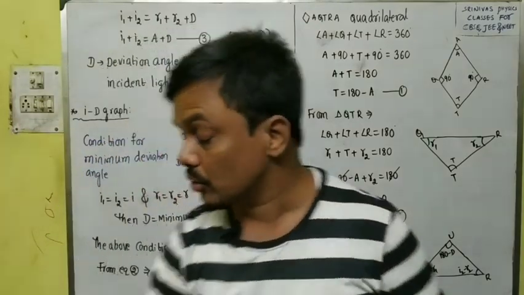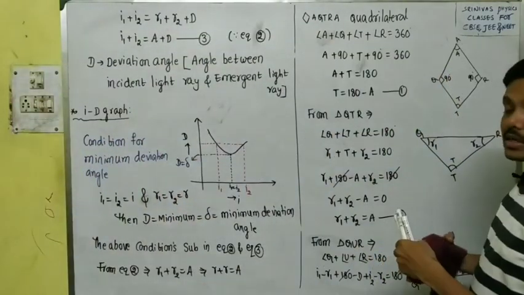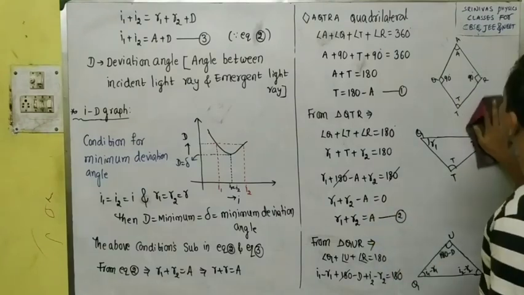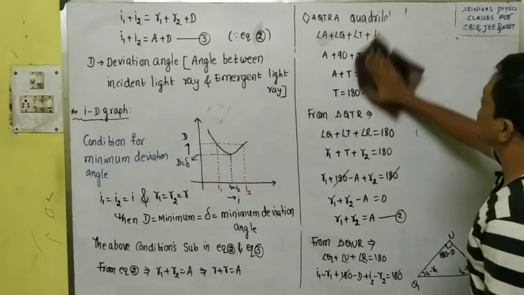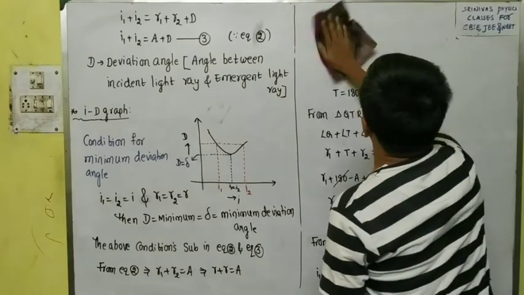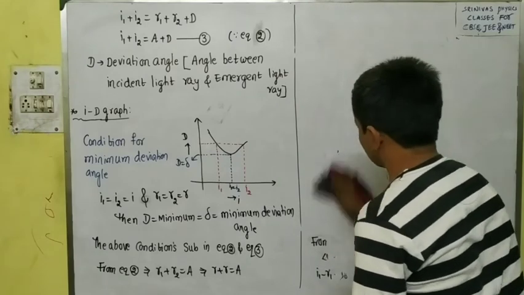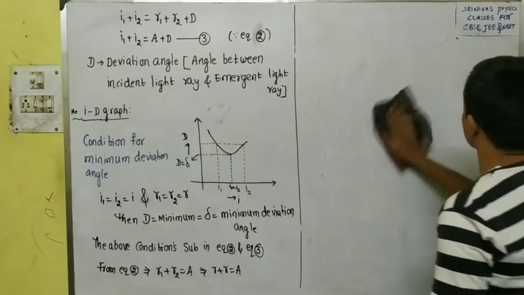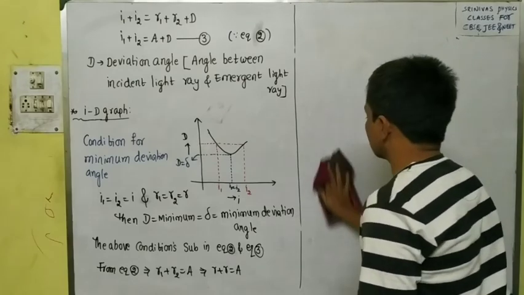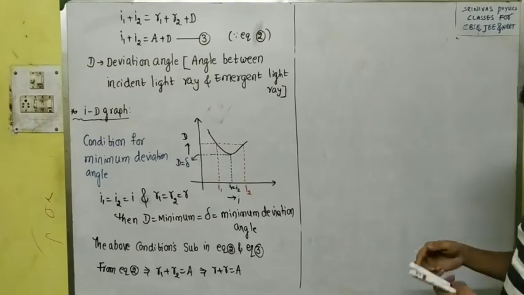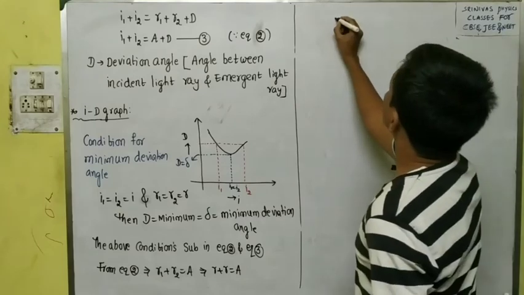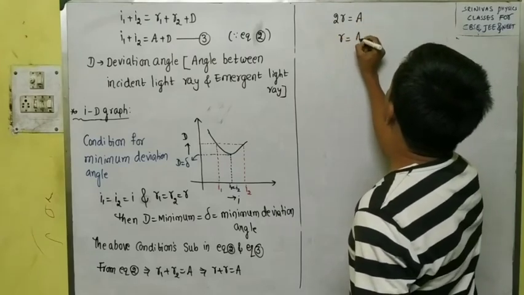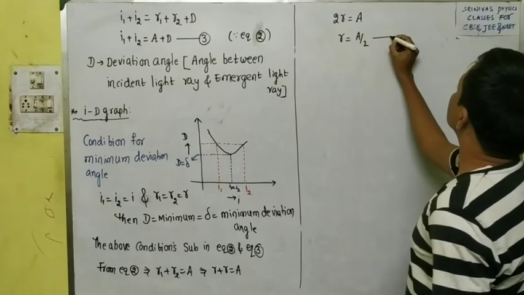Next, continuation. I am going to erase the right side. You take the screenshot and note it. Now we write here 2R is equal to A, and R is equal to A by 2, and this is equation 4.